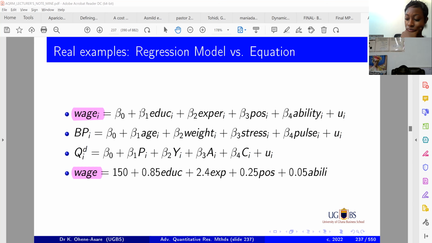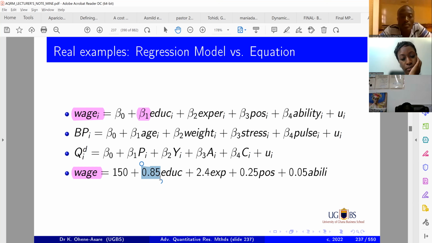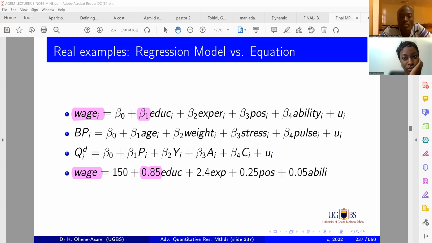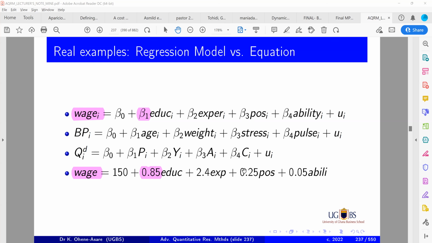So the beta 1, we now know the value of the beta 1 to be 0.85. Okay, you can see that here. The beta 2, we know the value to be 2.4. The beta 3, we know the value. Okay, so the values have been found, the coefficients, we call them the estimates.